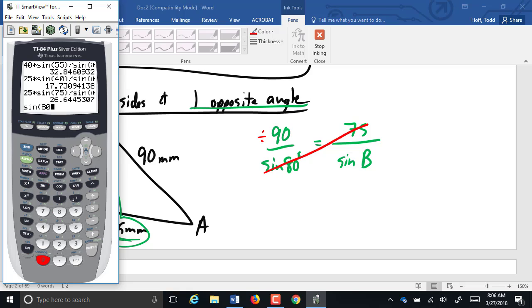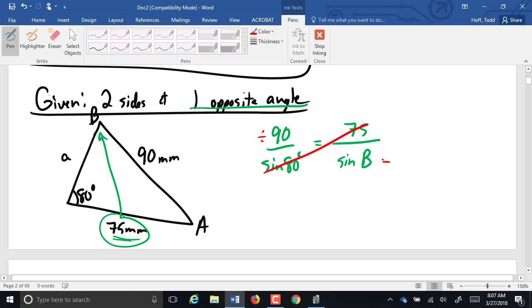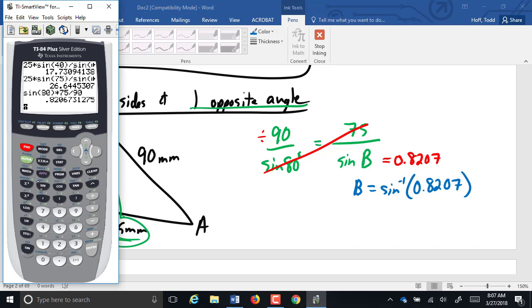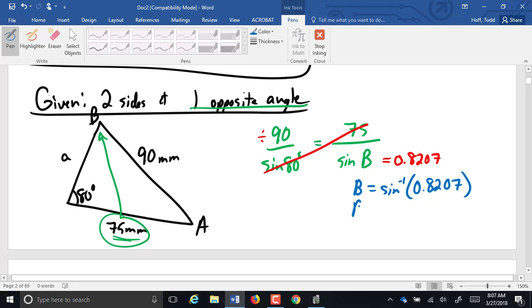Sine of 80 times 75 divided by 90 gives us 0.8207. Now I'm going to leave that in my calculator. Notice it's not B equals 0.8207, it's sine of B equals 0.8207, which means we have to do the inverse sine to solve that, right? Of 0.8207. This is why I didn't clear my calculator. I'm just going to do inverse sine of that answer. Gives me 51.15 degrees.